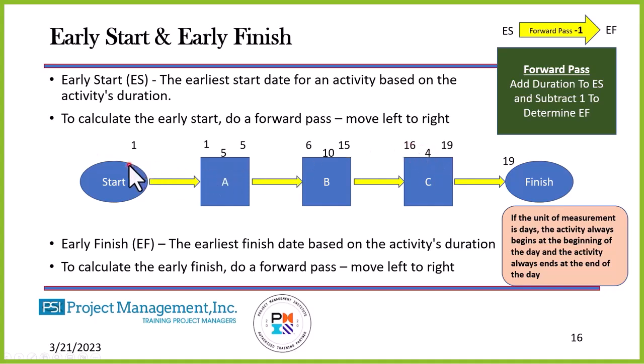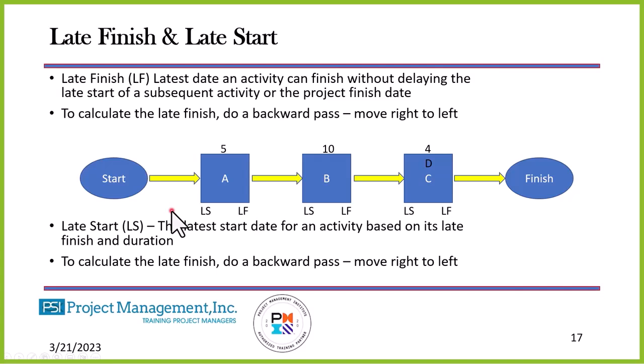This project starts on day 1 and it will be finished on day 19 based on the durations for each of these activities. Let's look at late start and late finish. LF is the latest date an activity can finish without delaying the late start of a subsequent activity or the project finish date. To calculate late finish, we do a backward pass. We move from right to left.